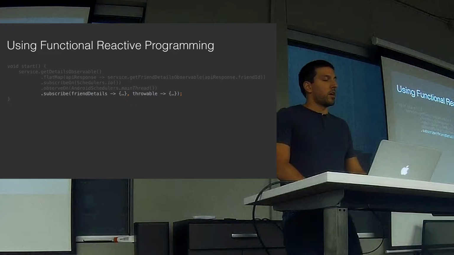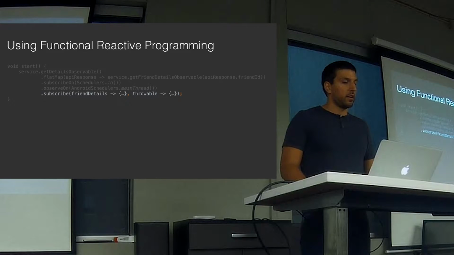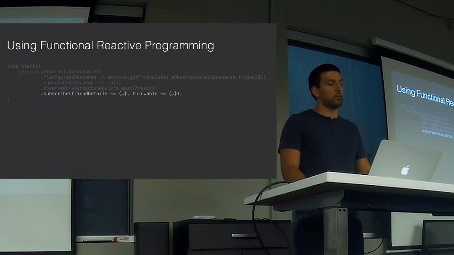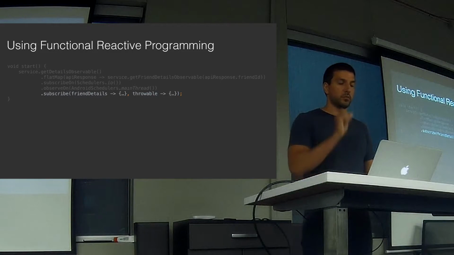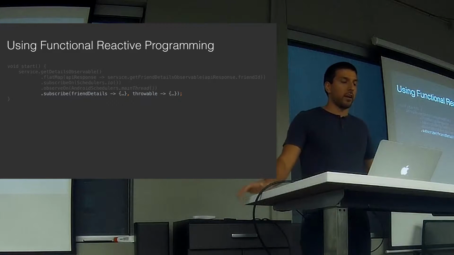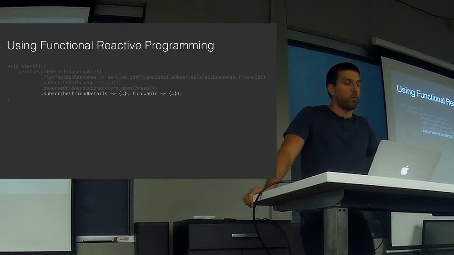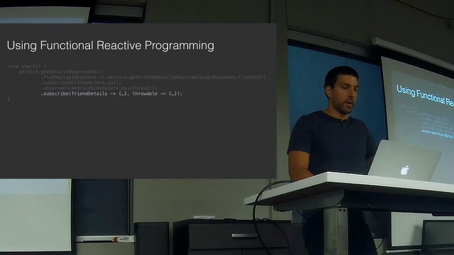And then finally, the subscribe block, which kicks off the whole chain, ends with friend details. So that's the result of our second response, since that was the last piece of our chain. That's what we're going to deal with in the subscribe callback. And we also have one place to handle errors here. So that makes it simpler. And we'll talk about the different operators and the syntax more as we go on.